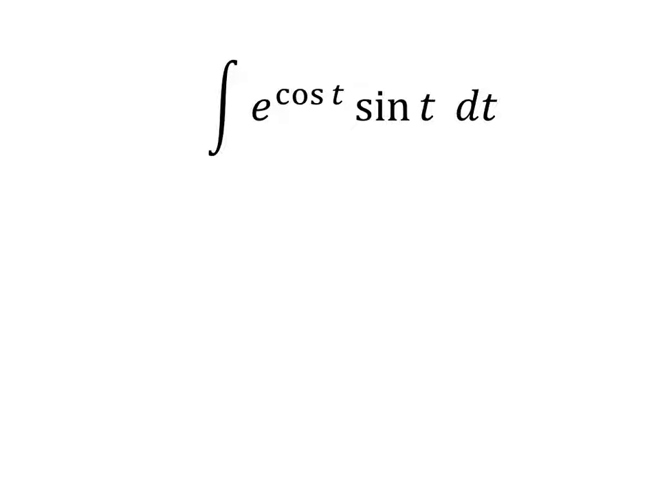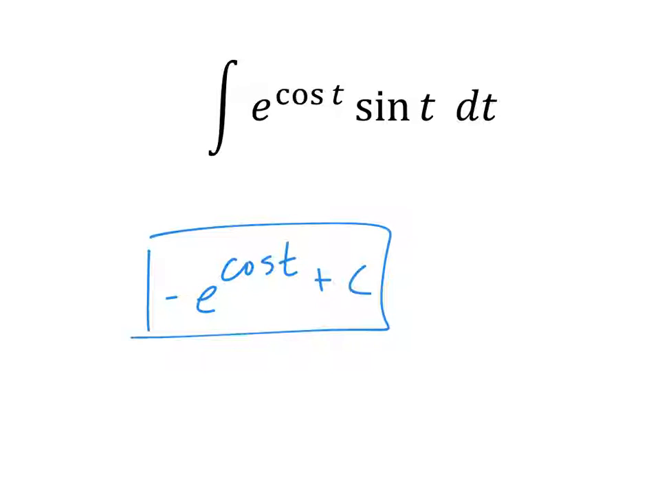Okay, I'm going to give you just the answer: negative e to the cosine t plus c. Good? How do we get the negative? The derivative of cosine is negative sine.